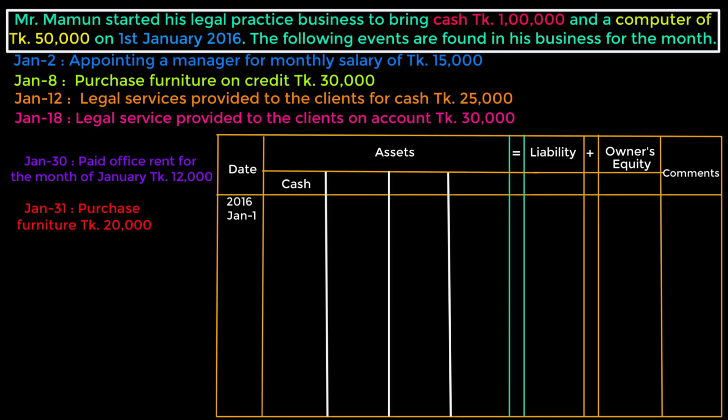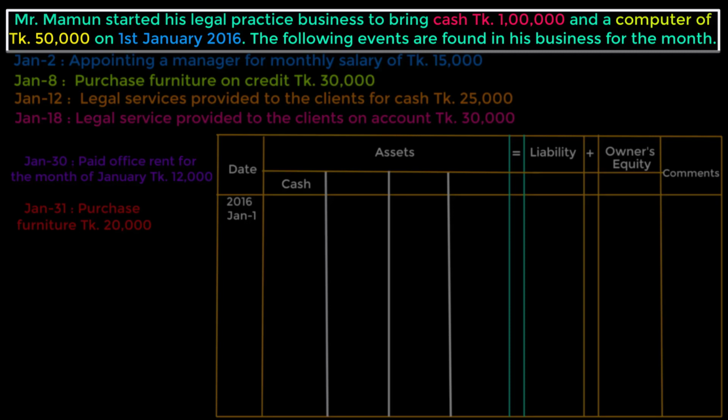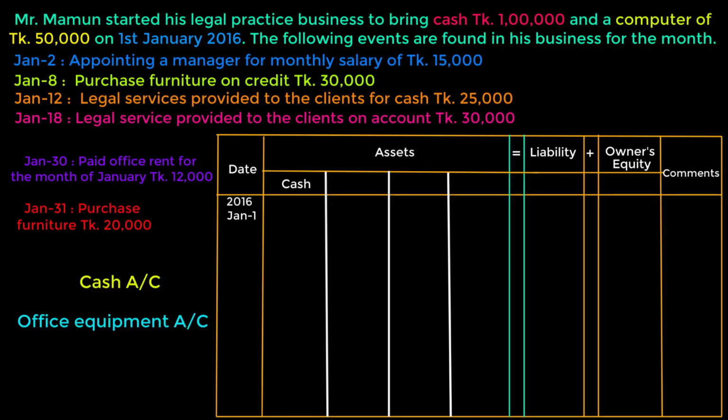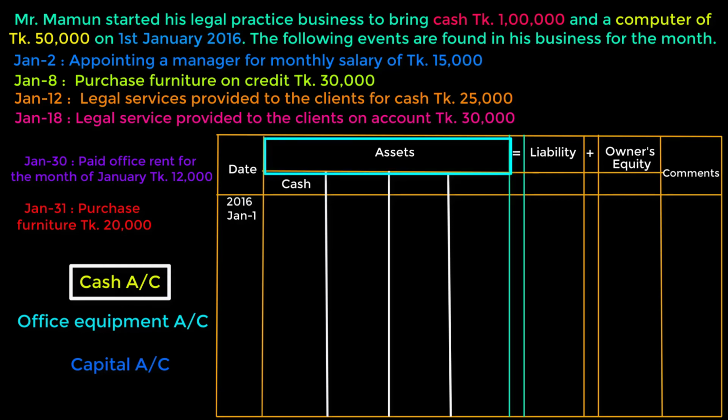See, to start a business, Mr. Mamun brought cash taka 1 lakh and computer of taka 50,000. Now tell me, how many accounts are there in this transaction? There are 3 accounts here: cash account, office equipment account and capital account. Cash is the element of these assets. I have already written the name of this column as cash because this cash column is fixed.